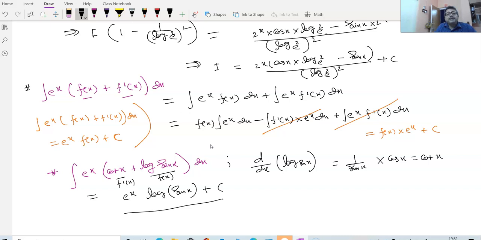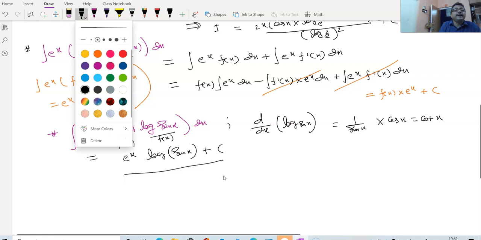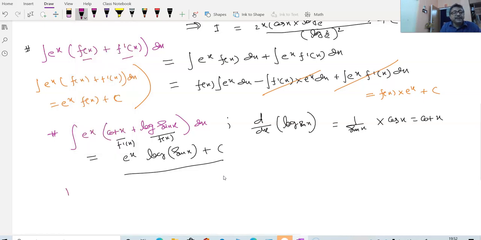So it is very straightforward. If you are able to get f(x) and f dash x, you will definitely write the answer as e to the power x into f(x). But the question is, if it is not given in that convenient form where we can identify easily which one is f(x), which one is f dash x. Like I am writing this sum for you.